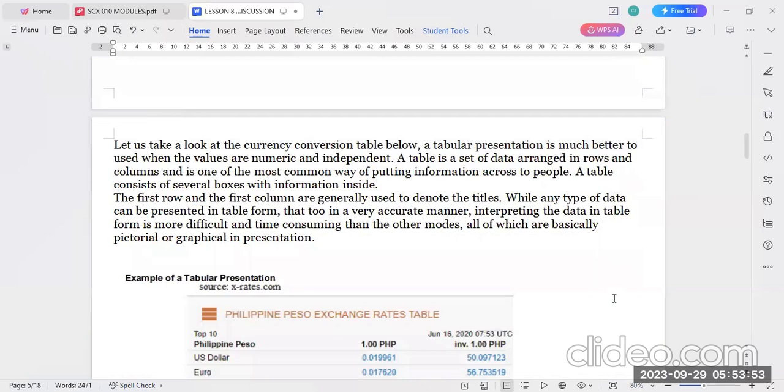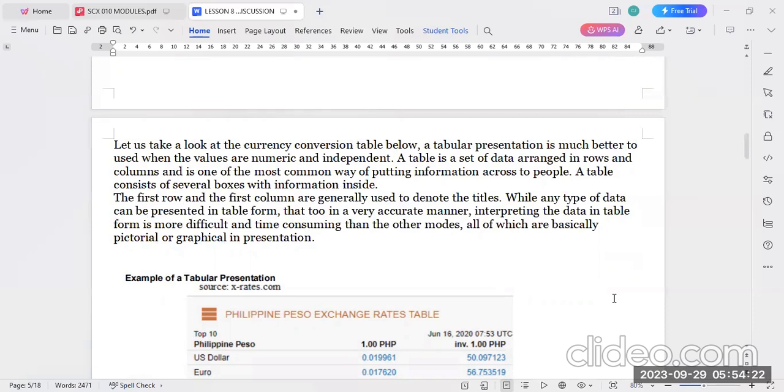A tabular presentation is much better to use when the values are numeric and independent. Now, a table is a set of data arranged in rows and columns. Rows are horizontal, and columns are vertical. It is one of the most common ways of putting information across to people. A table consists of several boxes with information inside.